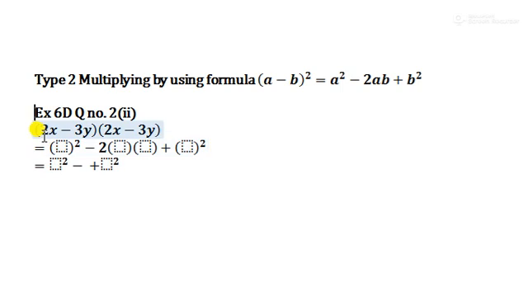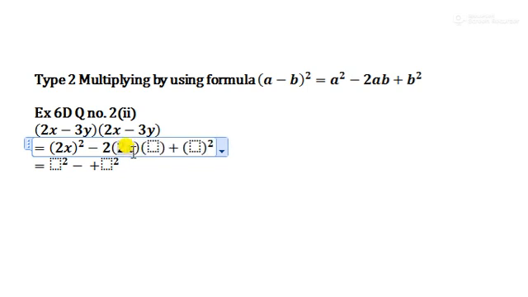What is the formula for (a minus b) whole square? The formula for (a minus b) whole square is a square minus 2ab plus b square. The first thing that we do is write the structure of the formula. After that we put the value of a. What is the value of a here? 2x. So wherever we have got a here, we need to put the value of a as 2x. Now b, so 2ab, what is our b here? 3y, so we put the value of b as 3y, okay.